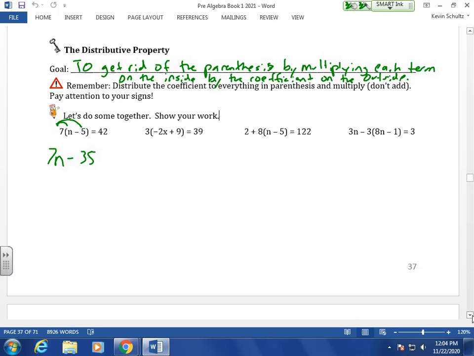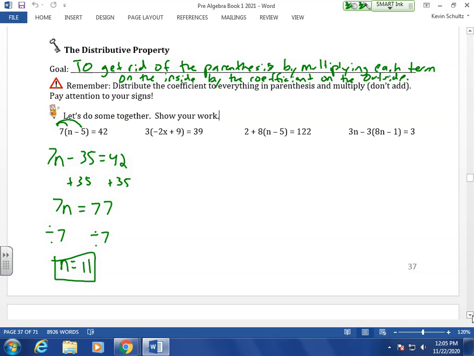Pay attention to your signs, right? That subtraction sign is a negative that belongs to the 5. So we get 7n minus 35 equals 42. Two-step equation, comfort zone. Start with that constant, move it to the other side, and notice I'm using opposite operations now because I am moving it, right? 42 plus 35 is 77. Second step, multiply or divide. And 77 divided by 7 equals 11.